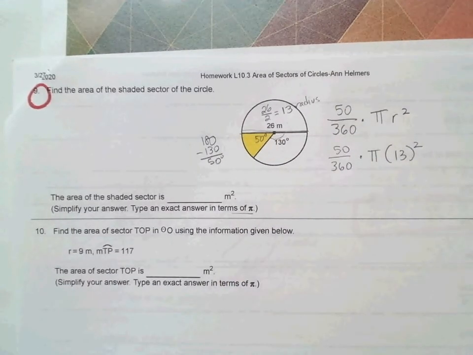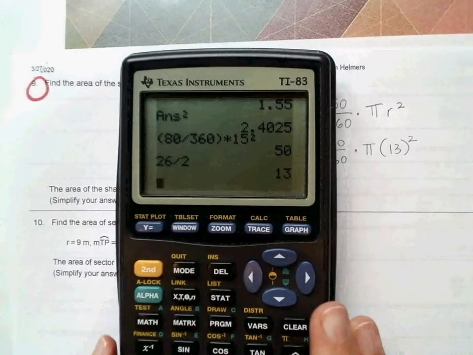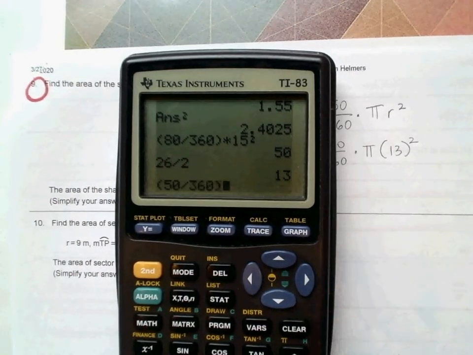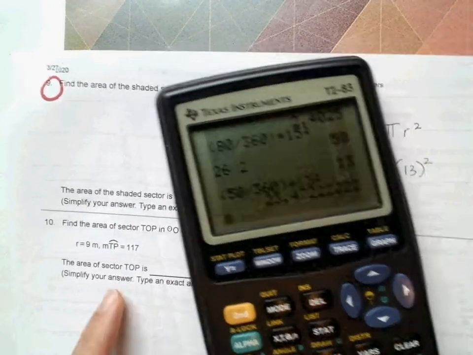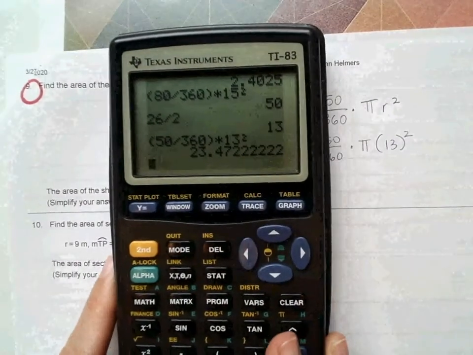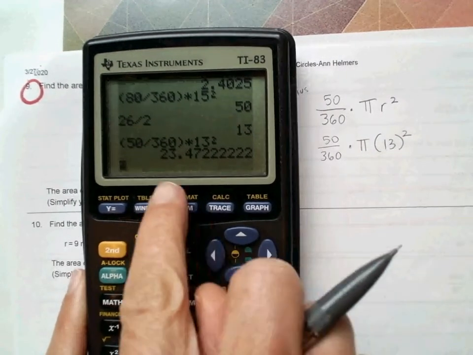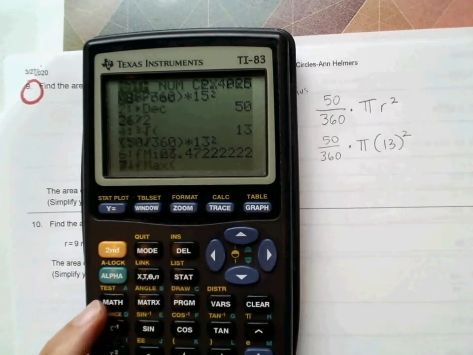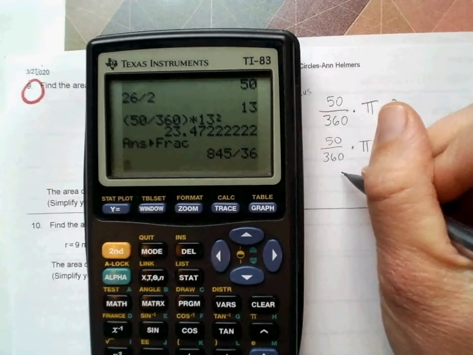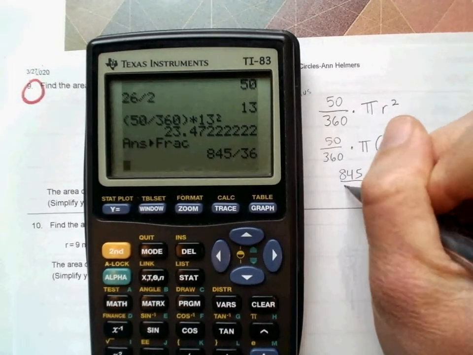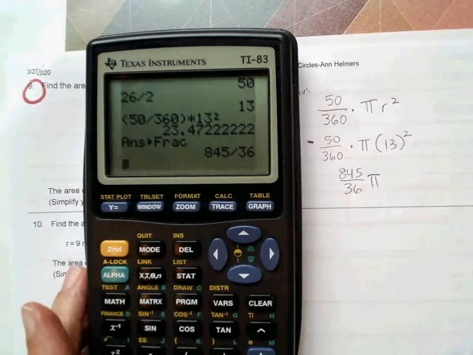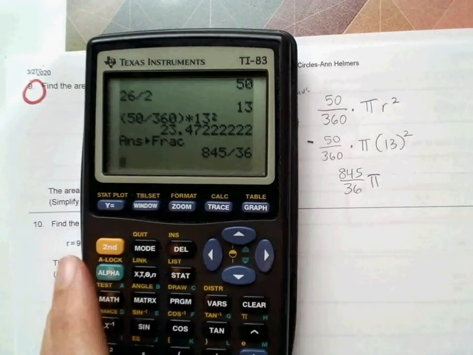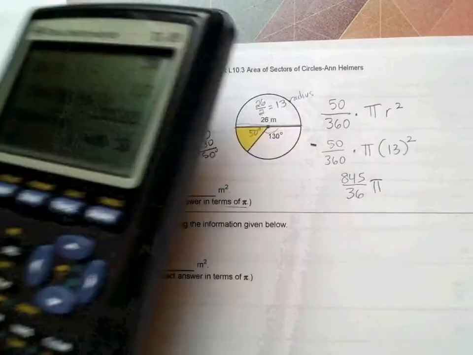They want it in terms of pi again, so you're just going to type in 50 over 360 times 13 squared. What kind of answer do they want? They want an exact answer, so they will not like that crazy decimal. So I'm going to change it into a fraction. 845 over 36 pi would be your answer. 845 over 36 pi.